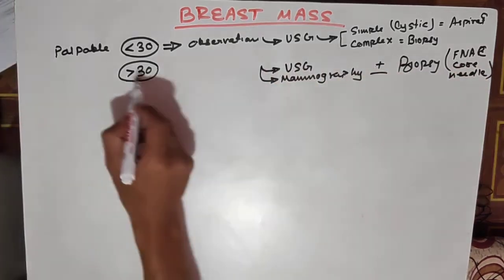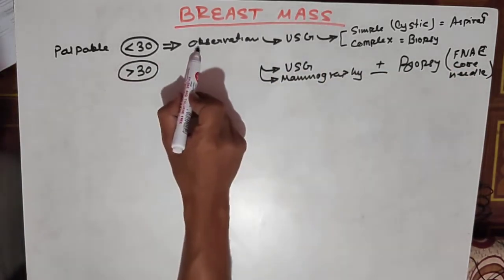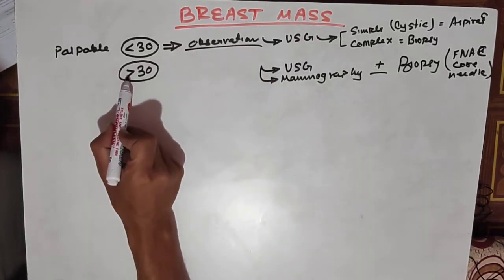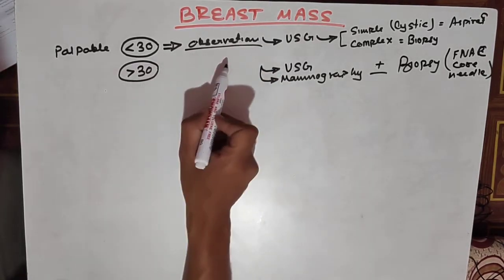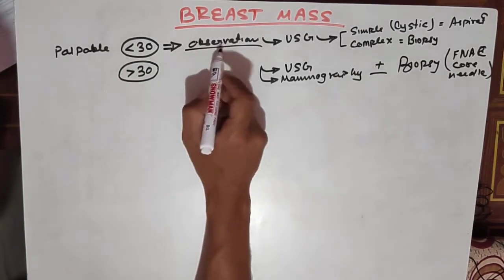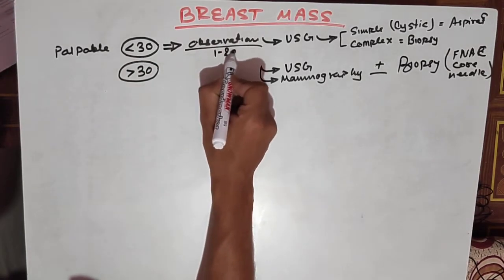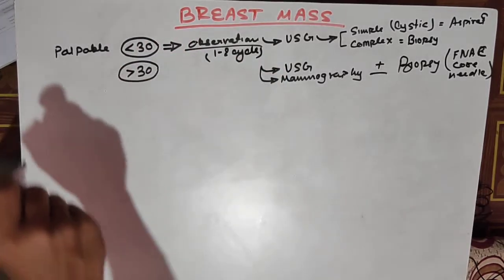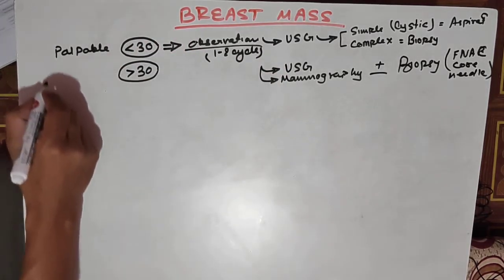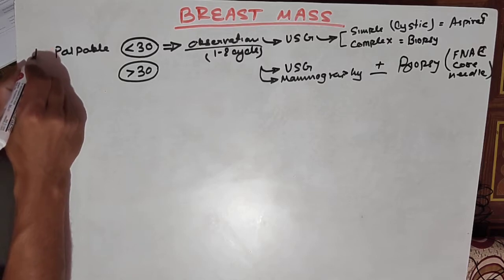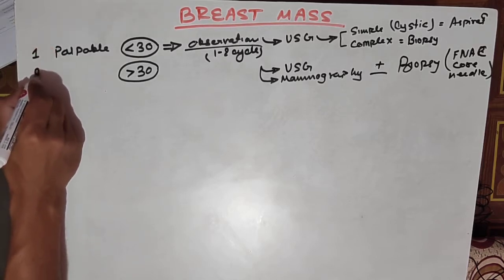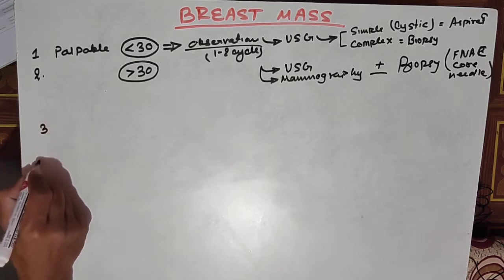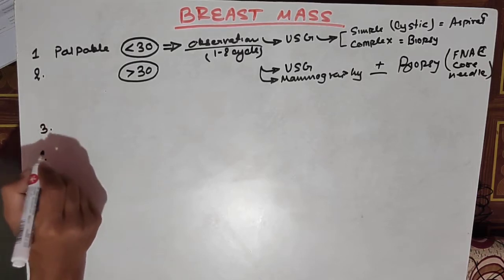So we should not wait in case of an elderly patient more than 30 years, as we could observe for 1 to 2 cycles in case of less than 30. Now we studied 2 categories of mass. Now the third and fourth categories are again related to each other.